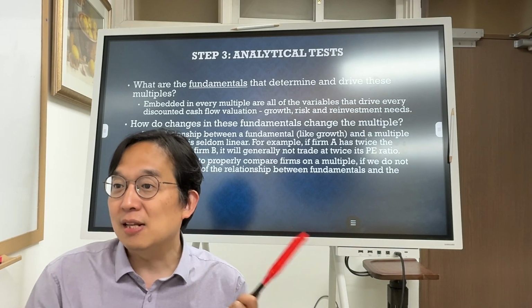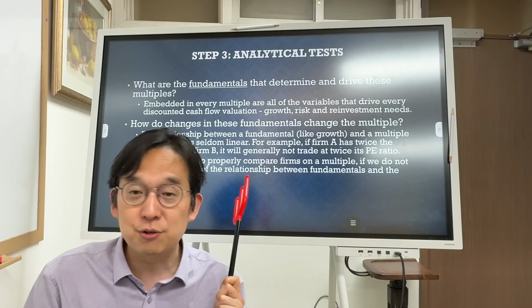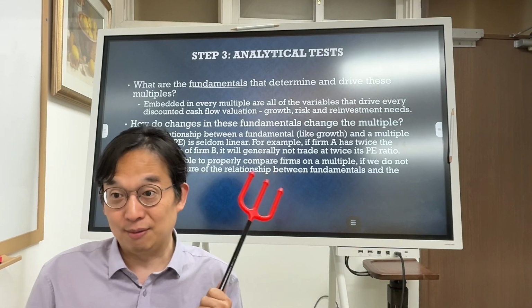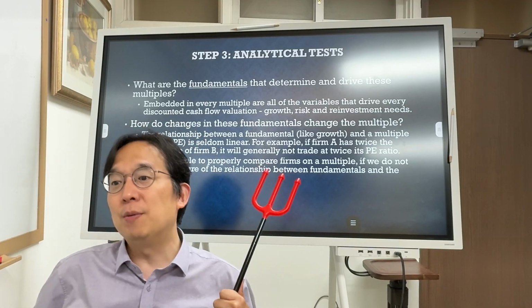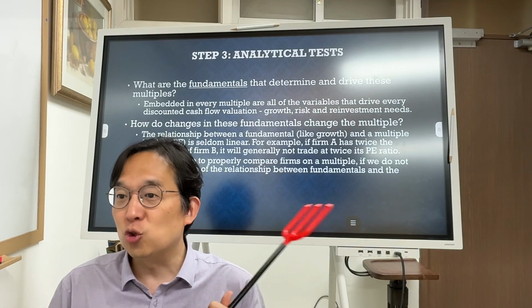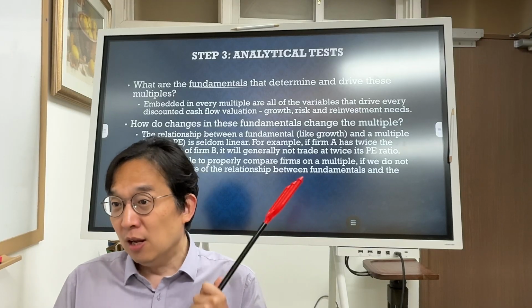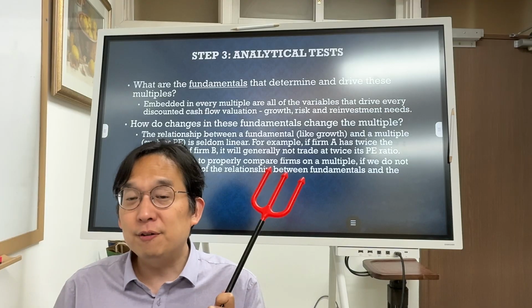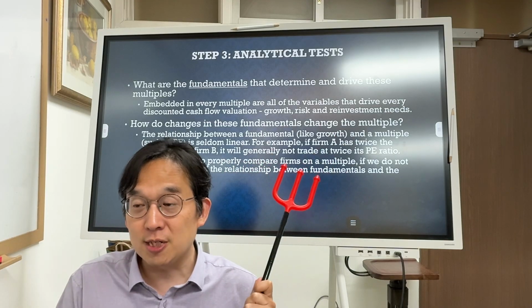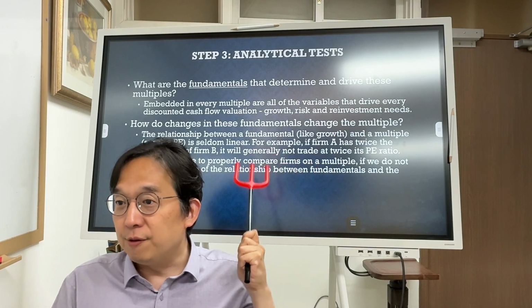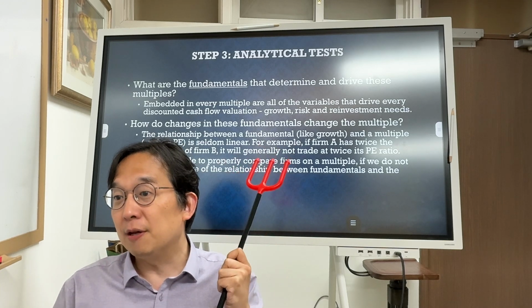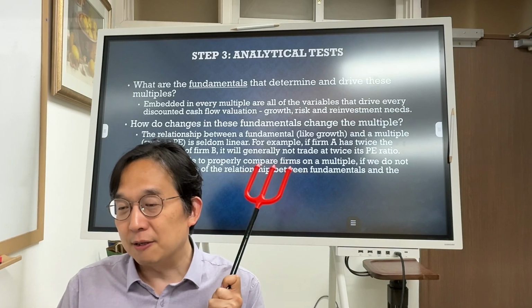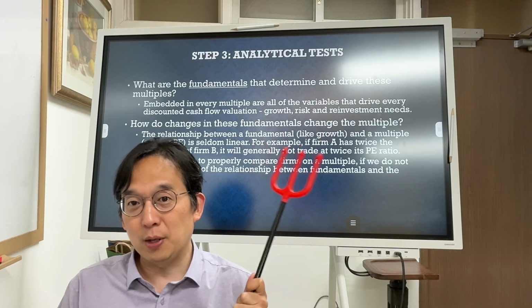Step 3 is analytical tests. This is a very interesting part of it. What are the fundamentals that determine and drive these multiples? Well, embedded in every multiple are all the variables that drive every discounted cash flow valuation. Turns out, cash flow and risk. And cash flow, further down the road, it's about the growth prospect. Growth, reinvestment, and then the profitability, right? Those are what matters. And then the risk as well, okay?